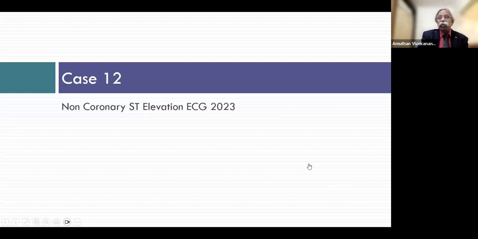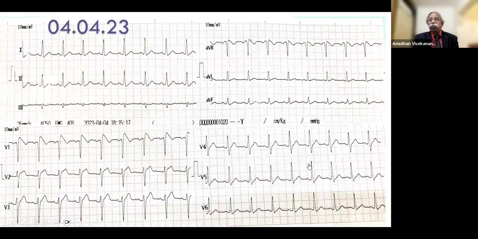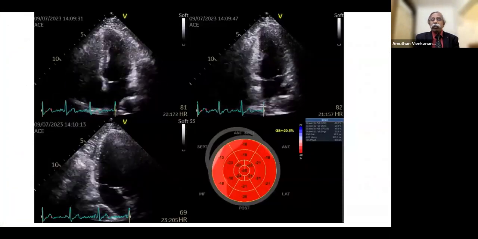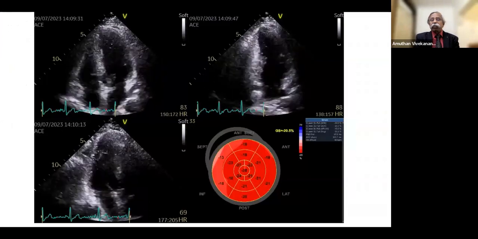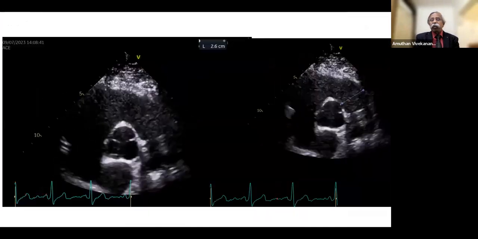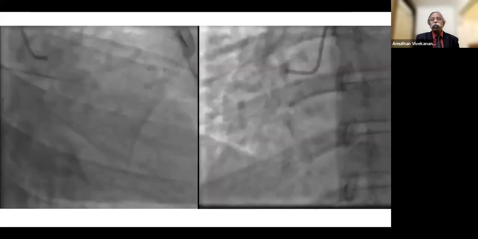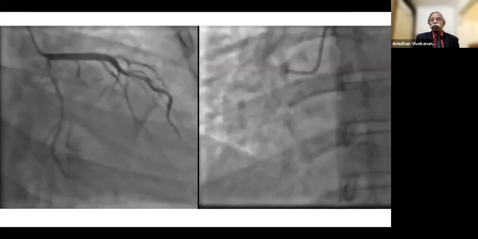Non-coronary ST elevation, this is a case of Brugada syndrome, you can see here. And it can be easily classified, and see that the strain map is normal in this patient. They can identify the RVOT diameter, it is slightly at the upper border. This patient's angiogram is normal.